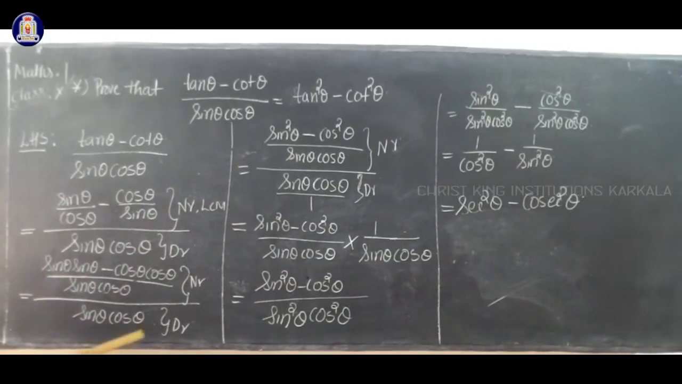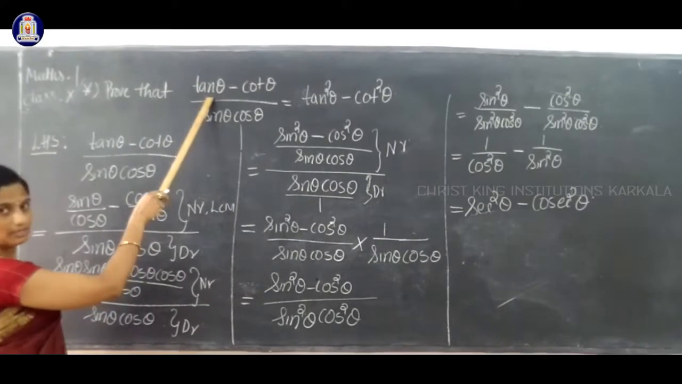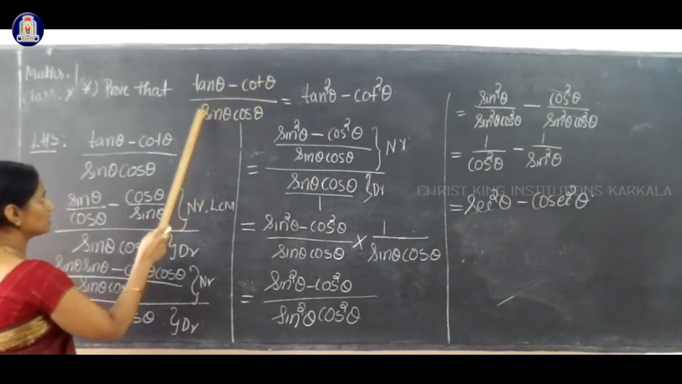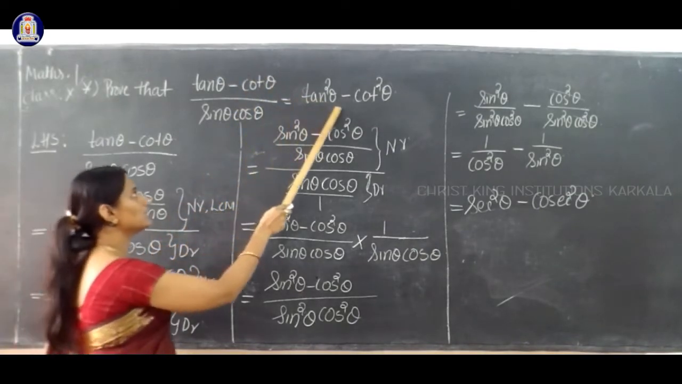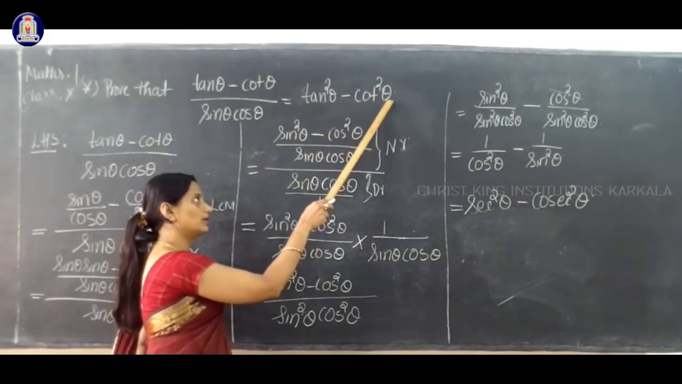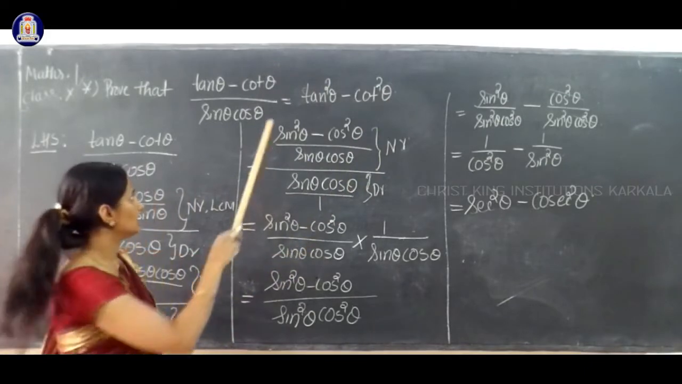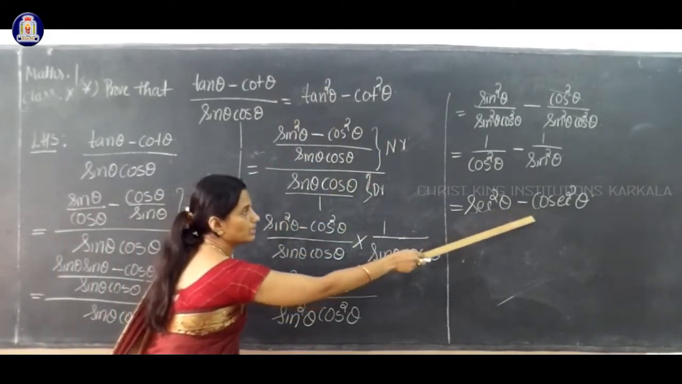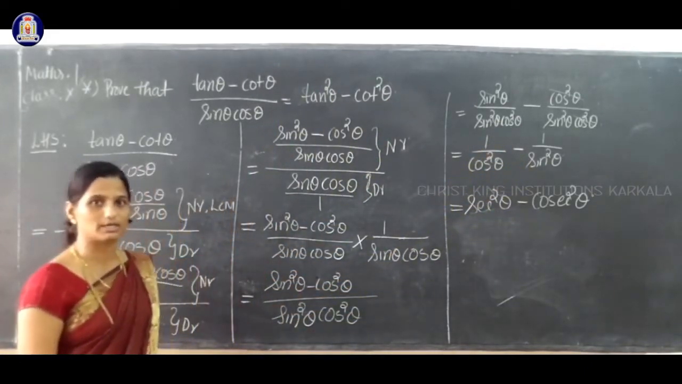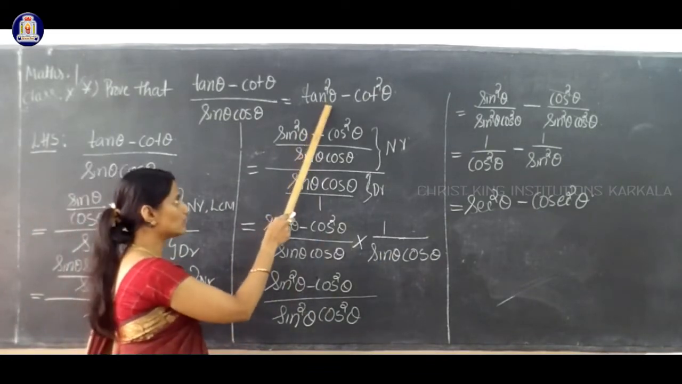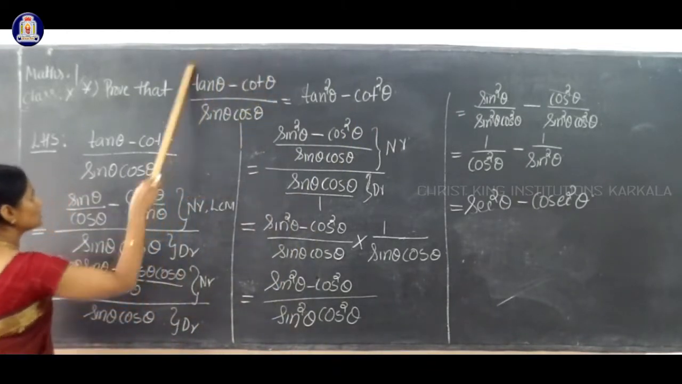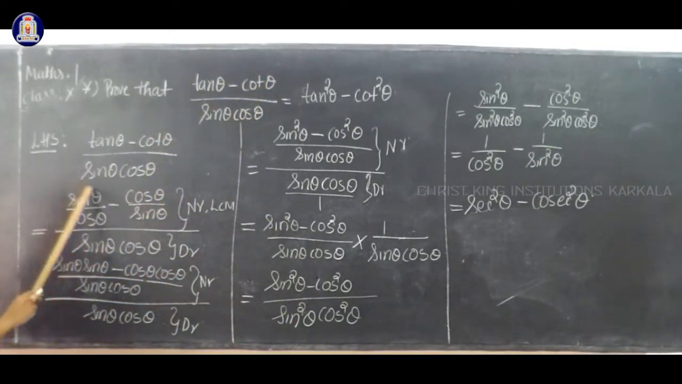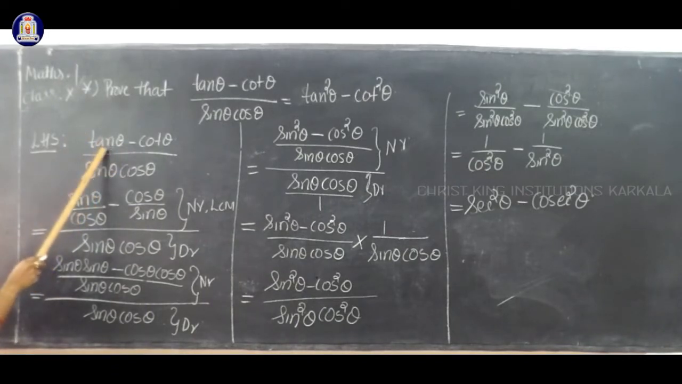Next question is prove that. Question is same as previous. Tan theta minus cos theta divided by sin theta into cos theta is equal to tan square theta minus cot square theta. What is the previous question? Is equal to secant square theta minus cosecant square theta, right? So here to get tan square theta minus cot square theta, the method is same. So how to simplify this? We can't use rationalization. We can't use any identity. So now use your formula.